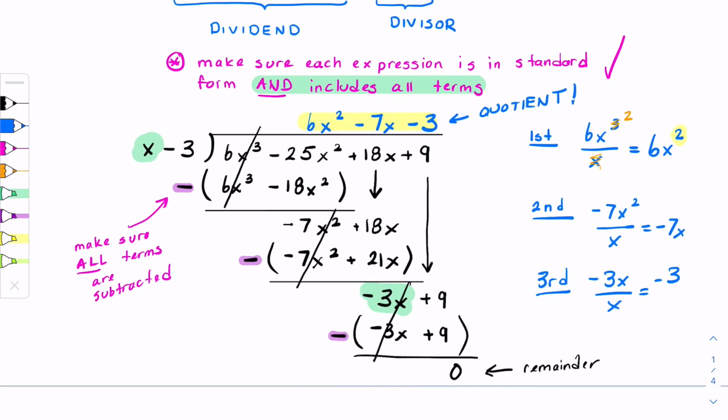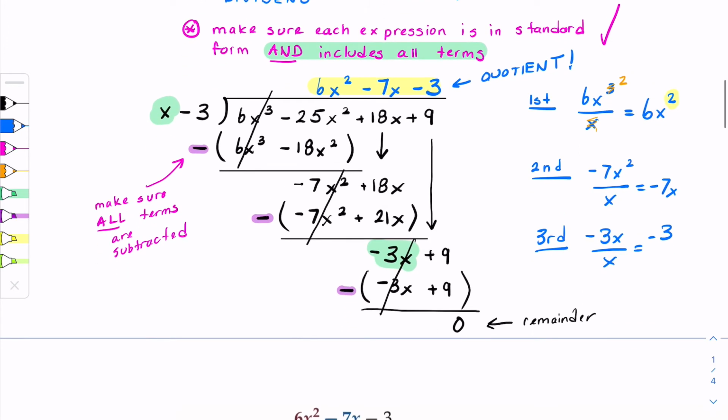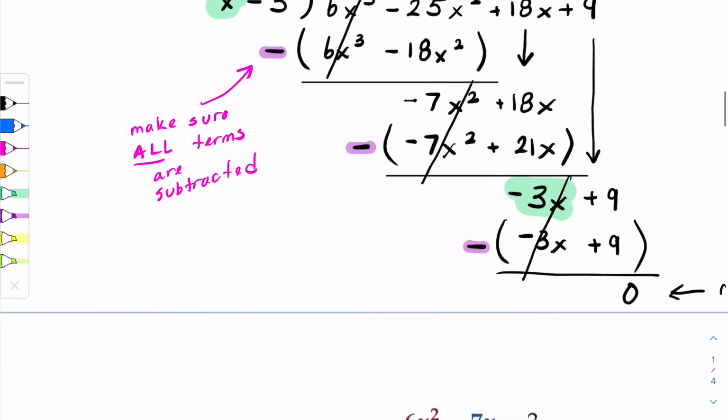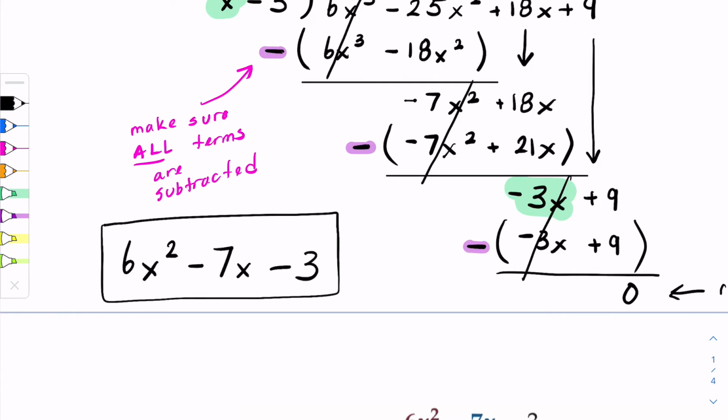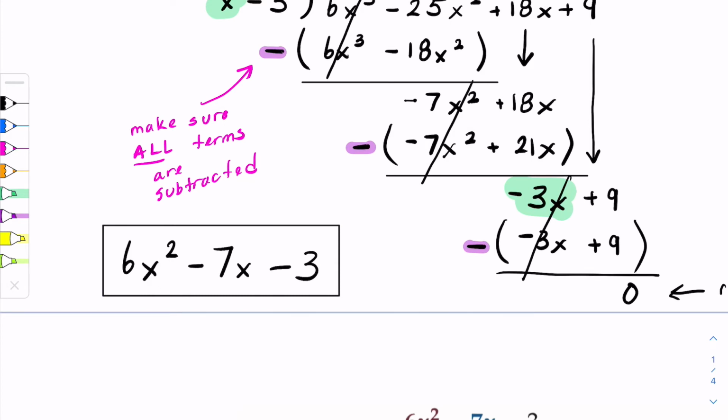So if you were to write your final answer for this division problem, which we completed using long division, we would write 6x squared minus 7x minus 3. And again, if you had a remainder, that would be slightly different, but we'll talk about that when we go over an example with a remainder.